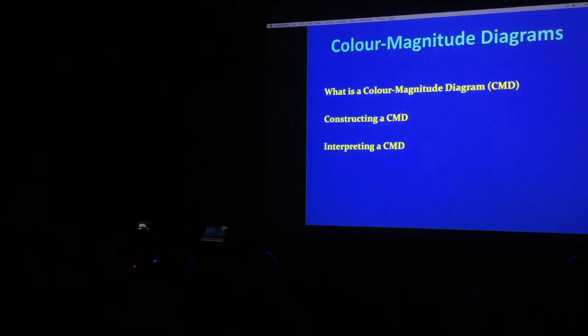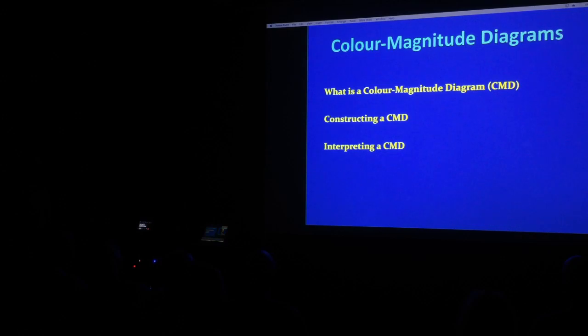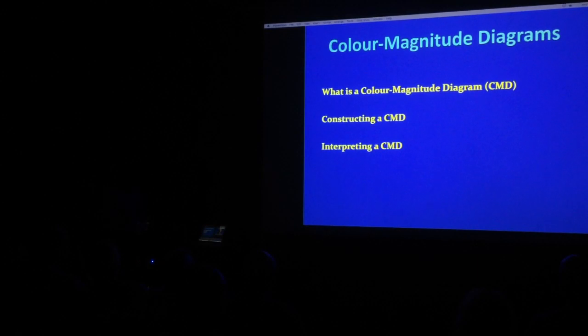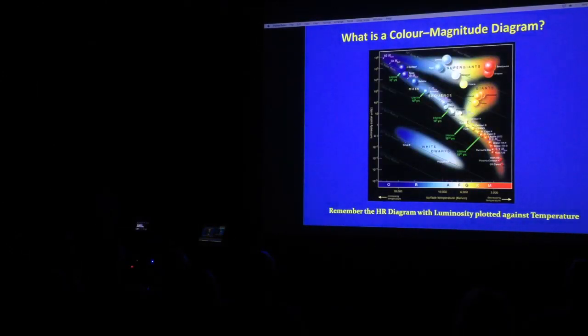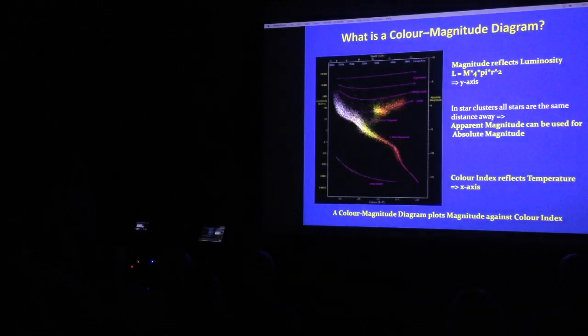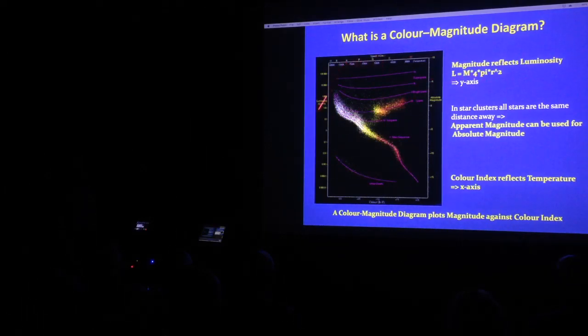Yeah, absolutely. They're used for studying globular and open star clusters. So we're going to talk about what a colour magnitude diagram is, how you construct one, and then how you interpret it. It's very similar in principle to the Hertzsprung-Russell diagram, with the temperature and the luminosity. But this time, instead of luminosity down the side, we have the absolute magnitude.